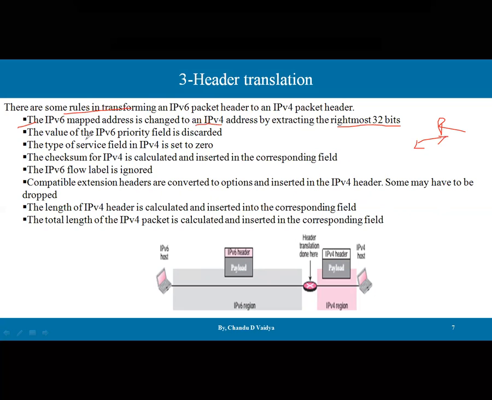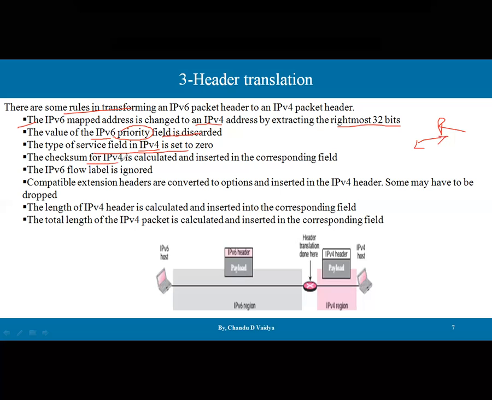Second rule: the value of the IP version 6 priority field is discarded. There is no role of priority there, so that will be discarded. Then the type of service field in IP version 4 is set to 0. In IP version 4, there are type of service bits, two to three types for priority and other things also. Those are set to 0.